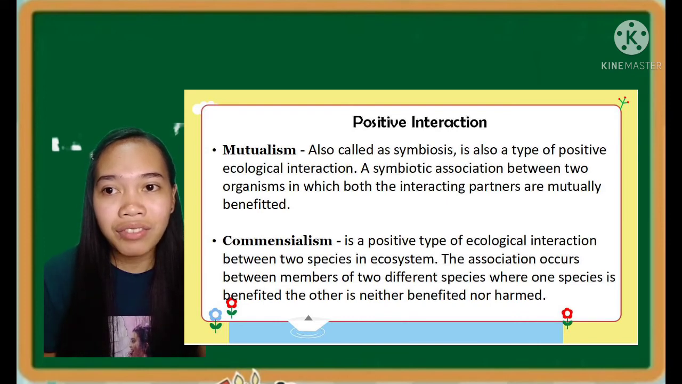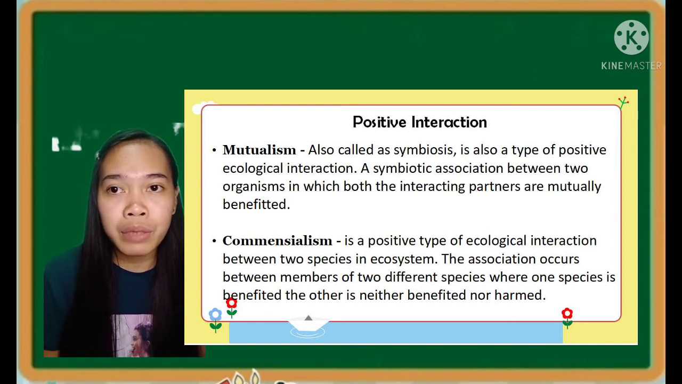The next positive interaction is commensalism. Commensalism is a positive type of ecological interaction between two species in an ecosystem. In commensalism, the association occurs between members of two different species where one species is benefited, the other is neither benefited nor harmed. Here the two populations live together without entering into any kind of physical exchange, and one is benefited without any effect on the other.